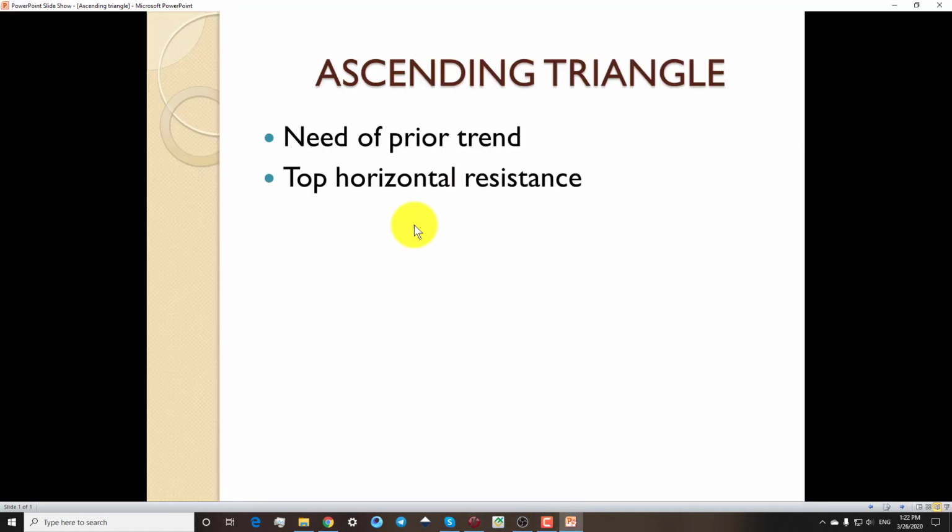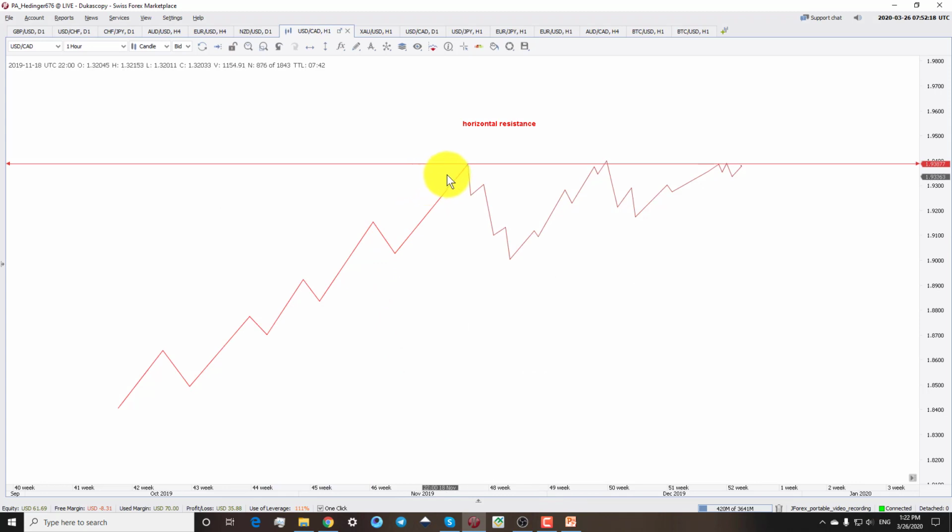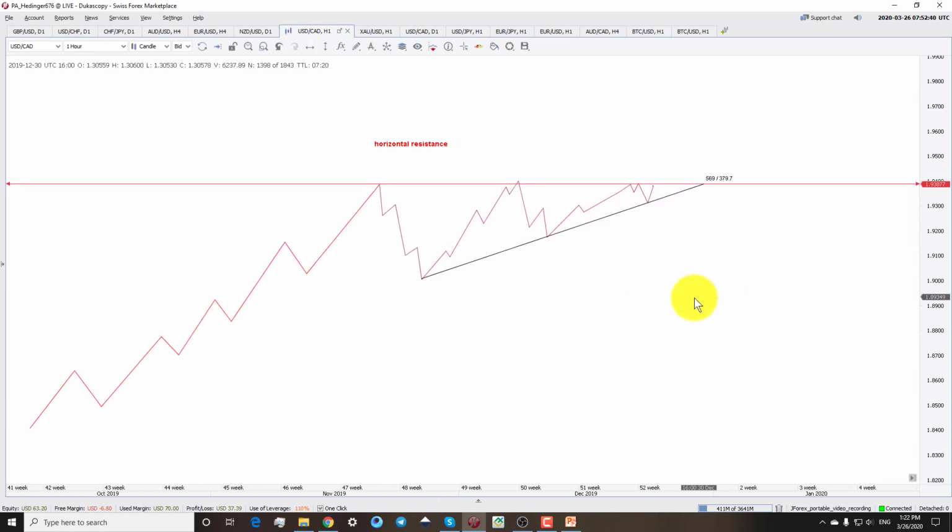Now after horizontal resistance, we need an ascending trend line. Now this ascending trend line is found by joining the reaction lows from this horizontal level. Okay, you see, then we will create a short line and we join these lows. These lows should actually touch this trend line.